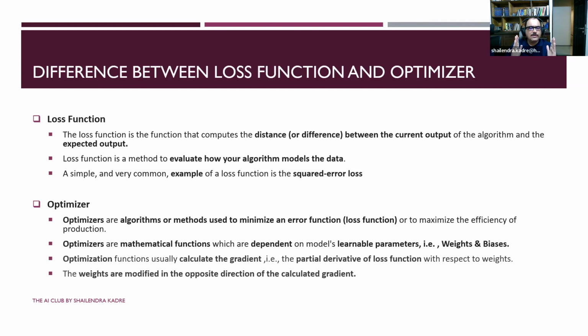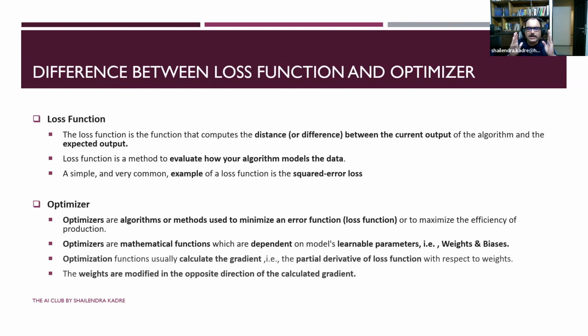I think I confused you in the beginning. But the optimizer is used at the time of training. And the optimizer is a mathematical function whose job is to minimize the loss function. Whose job is to minimize loss. Okay. So the optimizer minimizes the error function. We got it. Then optimization is a mathematical function which is dependent on learnable parameters. Learnable parameters mean the optimizer is defined in terms of weights and biases.